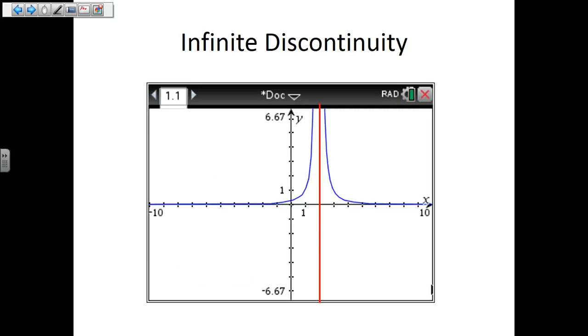We can also have a vertical asymptote where both sides of the curve are going up to infinity, or maybe they're both going down to negative infinity. It's still a discontinuity. Those two pieces of the graph don't ever touch. We have to pick up our pencil, jump over that asymptote, and then start drawing again.